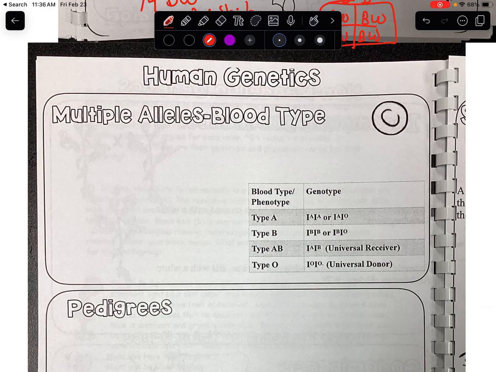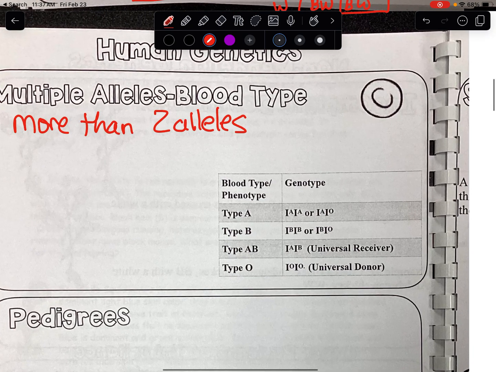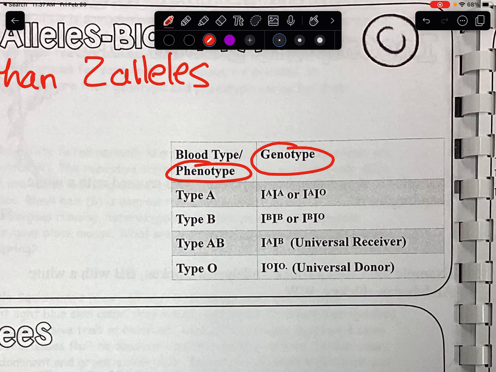Multiple alleles just means you have more than two alleles. A good example of this is blood type. So let's look at this chart first. This is the phenotype for blood, and these are the genotypes. Okay, so if I'm type A, and you might kind of put above, these are homozygous and these are heterozygous. That's heterozygous, that's homozygous. Okay, same, heterozygous, homozygous.